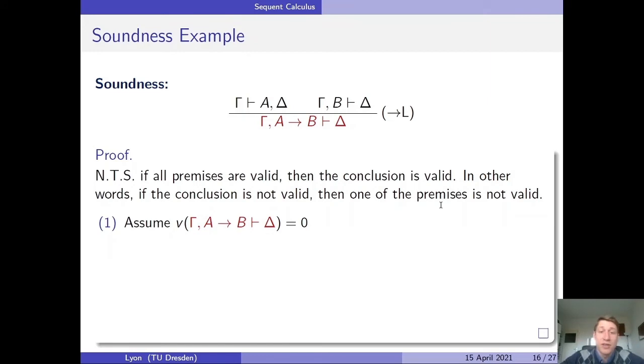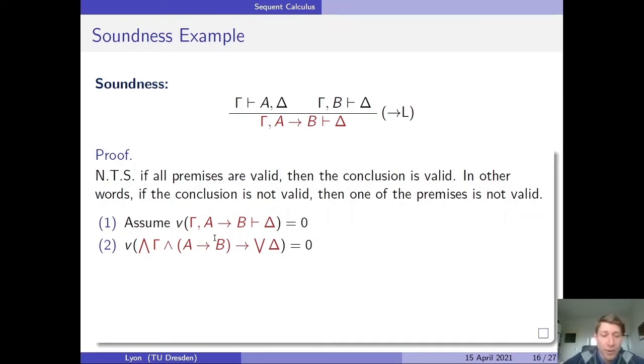So let's assume that the conclusion is invalid, meaning there's an interpretation V which makes it false, interprets it as 0. Well, remember that a sequent is defined to be equivalent to its formula interpretation or corresponding formula. So that means that the formula obtained by taking a conjunction of everything in the antecedent, which is Γ together with A implies B, by transforming the sequent arrow into an implication, and by taking a disjunction of everything in Δ, is also false.